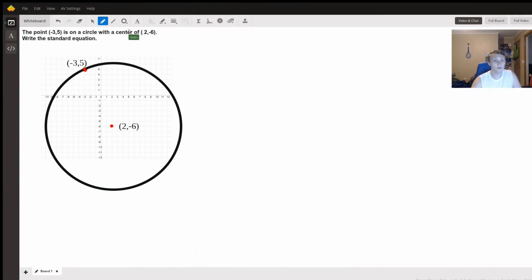Hi. So here we have a pretty standard, if you will, question on the standard equation of a circle. Given a center point and a point on the circle, how can we write an equation that, if we were to plug it into a calculator that would ignore the vertical line test, would give us a circle? So to start, we're going to have to find the standard equation of a circle.